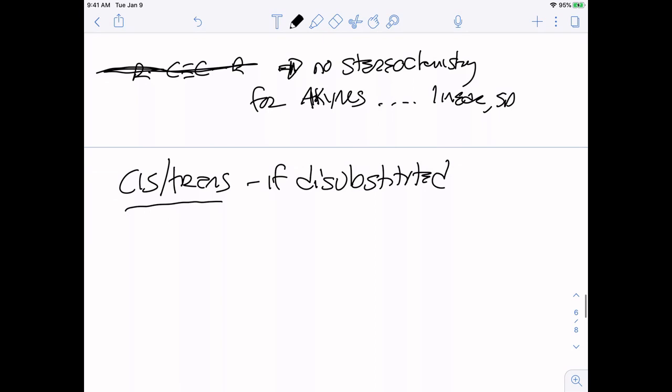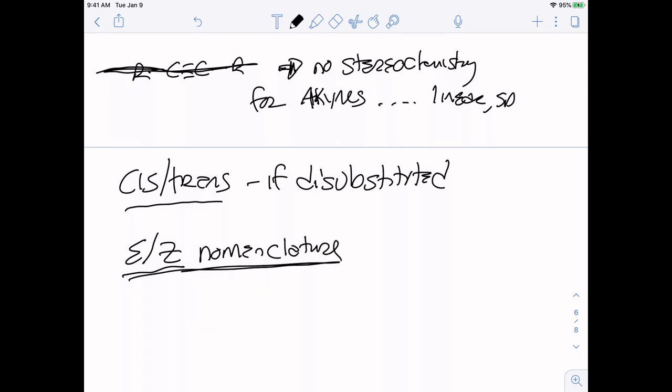If it's more than di-substituted, you can use this way for di also. So we're going to use what is called EZ nomenclature. So we could say di, tri, or tetra substituted.